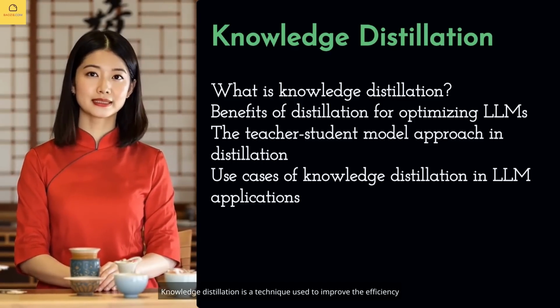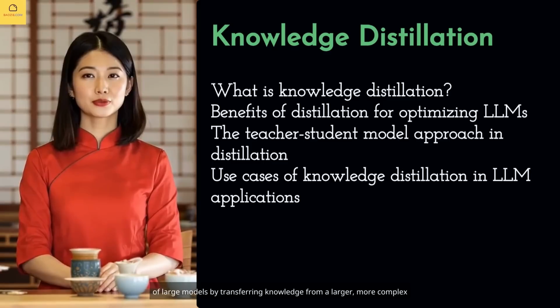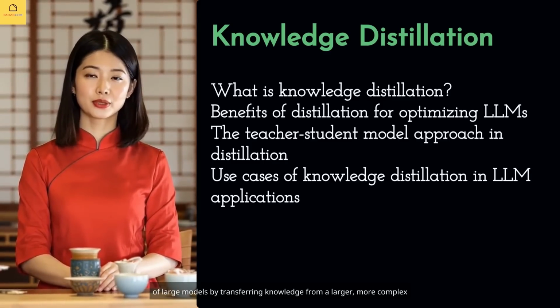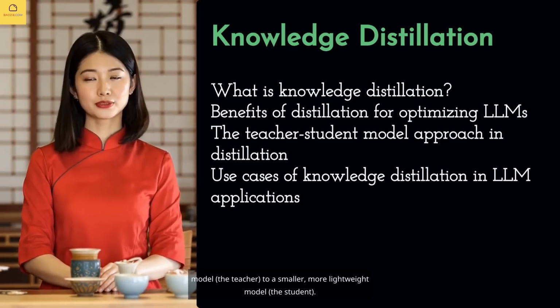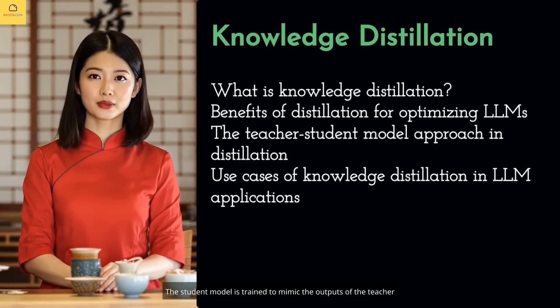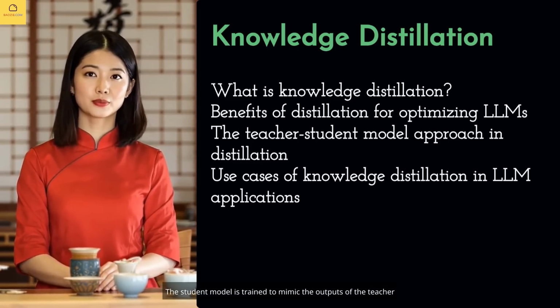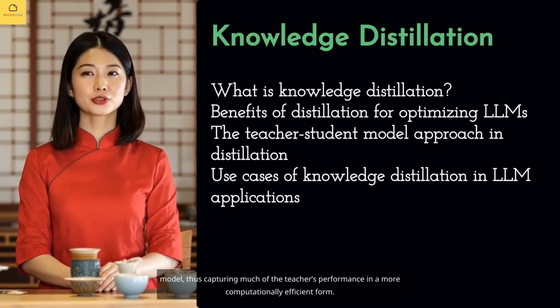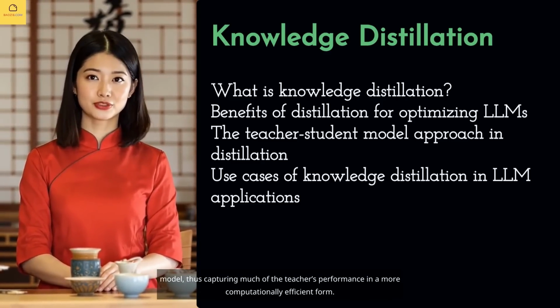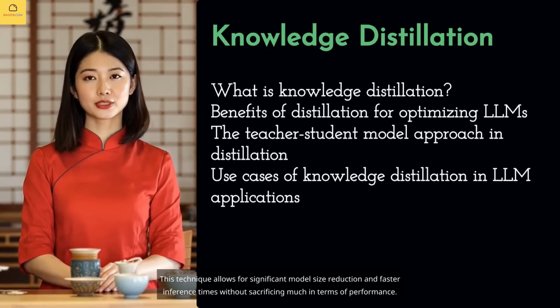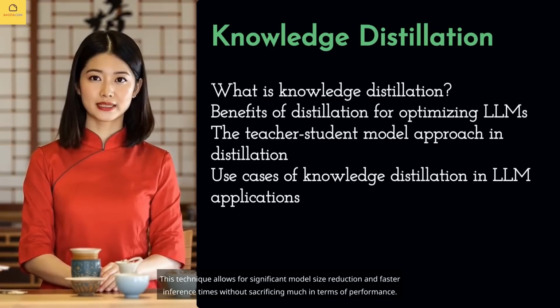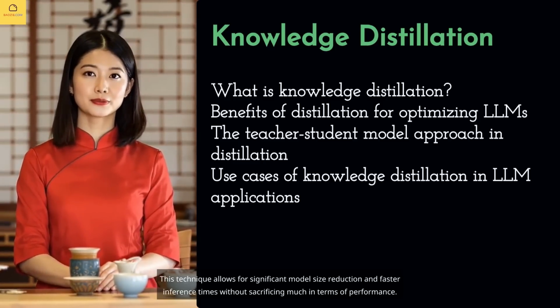Knowledge distillation is a technique used to improve the efficiency of large models by transferring knowledge from a larger, more complex model, the teacher, to a smaller, more lightweight model, the student. The student model is trained to mimic the outputs of the teacher model, thus capturing much of the teacher's performance in a more computationally efficient form. This technique allows for significant model size reduction and faster inference times without sacrificing much in terms of performance.